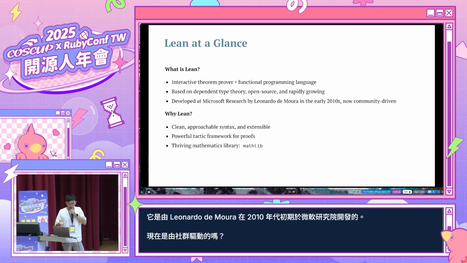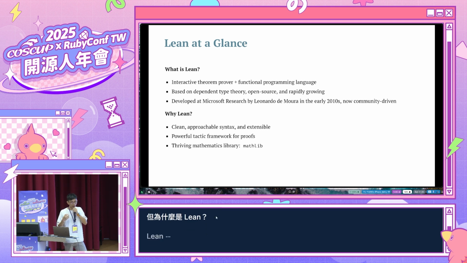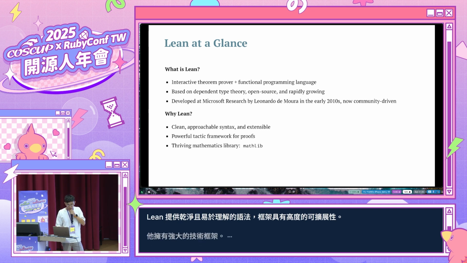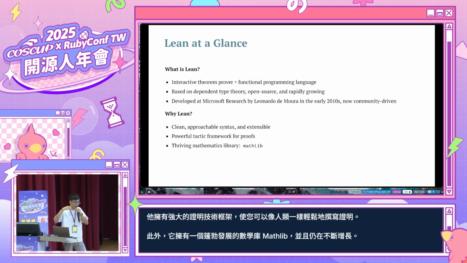But why Lean? Lean provides a clean and approachable syntax, and the framework is highly extensible. It has a powerful tactic framework for proofs, so you can easily write proofs just like human beings. Also, it has a thriving mathematical library, Mathlib, and it's still growing. You can see more and more contributors, and more people from non-math domains enjoy this.